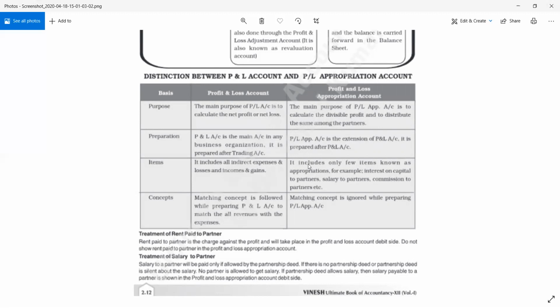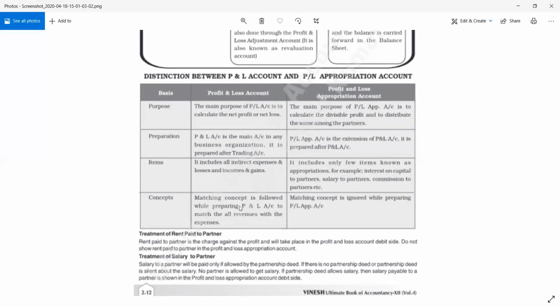So उसको दिखाया जाता है profit and loss appropriation account में, जैसे कि इंटरेस्ट ऑन कैपिटल, सैलरी टू पार्टनर, कमीशन टू पार्टनर, ये सब. ठीक है, ये अगर प्रॉफिट होता है तभी दिया जाता है, नहीं होने से देने की जरूरत नहीं है. ठीक है, लेकिन प्रॉफिट एंड लॉस अकाउंट में आइटम कौन से आते हैं? You have to pay that amount, we have to bear the expenses compulsory, so that will come in the profit and loss account. And those items which are not compulsory will come in the profit and loss appropriation account.